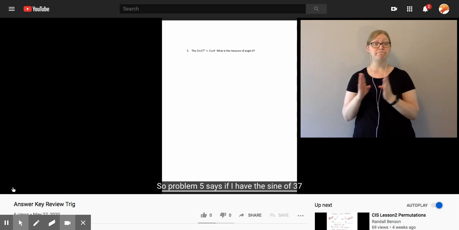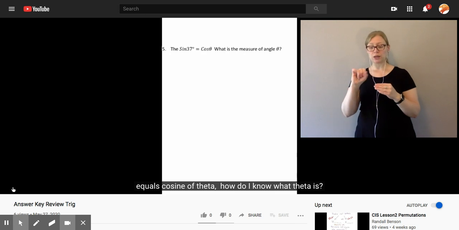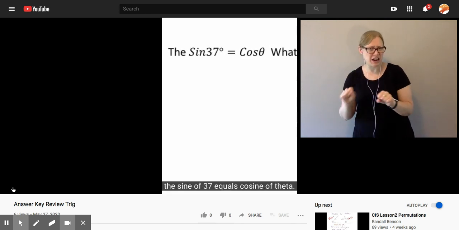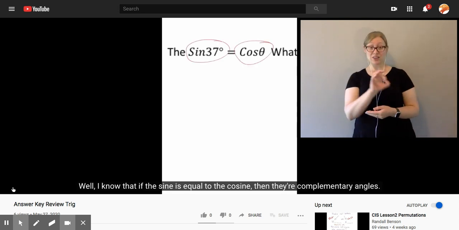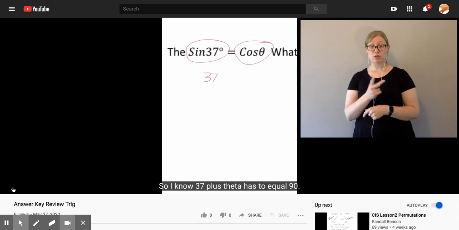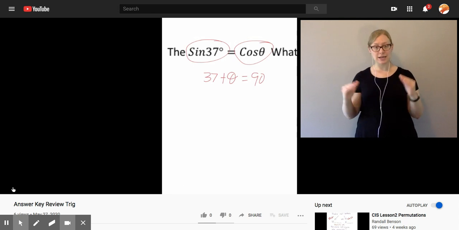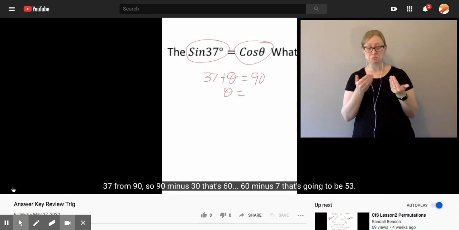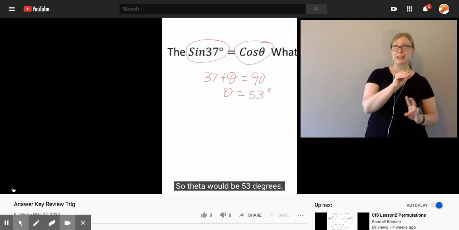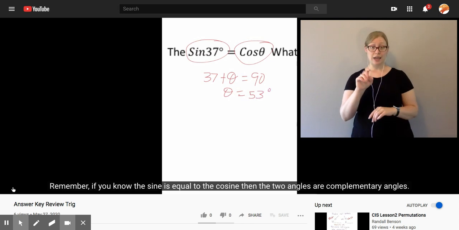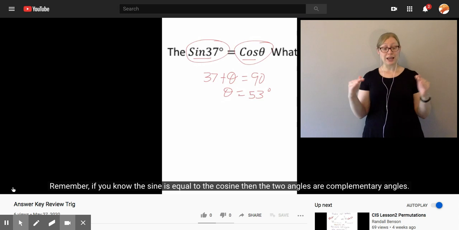So problem 5 says if I have the sine of 37 equals cosine of theta, how do I know what theta is? Well, I know that if the sine is equal to the cosine, then they're complementary angles. So I know 37 plus theta has to equal 90. And so I'm going to take 37 from 90. So 90 minus 30, that's 60. 60 minus 7, that's going to be 53. So theta would be 53 degrees. Remember, if you know the sine is equal to the cosine, then the two angles are complementary angles.